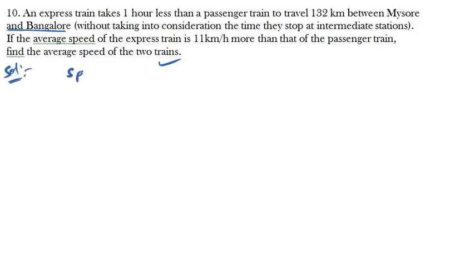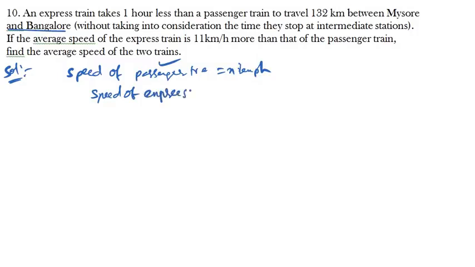Here the speed of the passenger train is x, we think x kilometers per hour. After that, the speed of the express train: this is the passenger train x, and the speed of the express train is 11 kilometers per hour more, so x plus 11 kilometers per hour. And the distance traveled is 132 kilometers. Total distance, how much? Distance traveled is 132 kilometers.